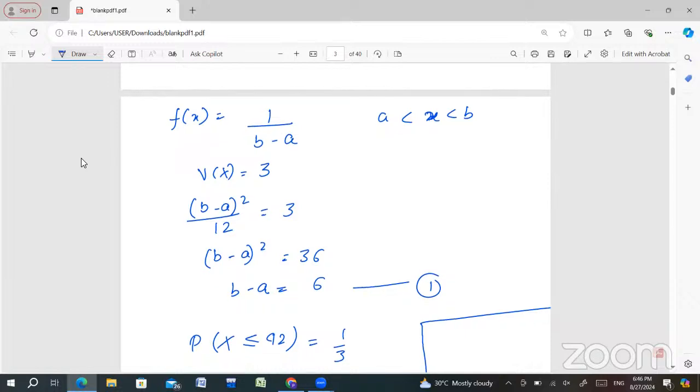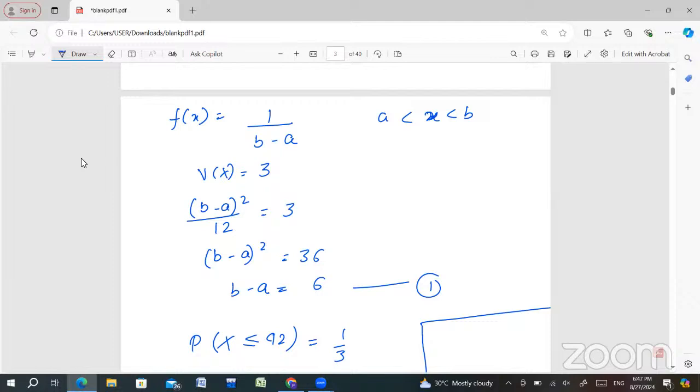We are given the value of variance. So, do you know the formula of variance? It is (b minus a) whole square divided by 12. So from here I got this equation: b minus a equals 6. Yes, ma'am, this one I understood.